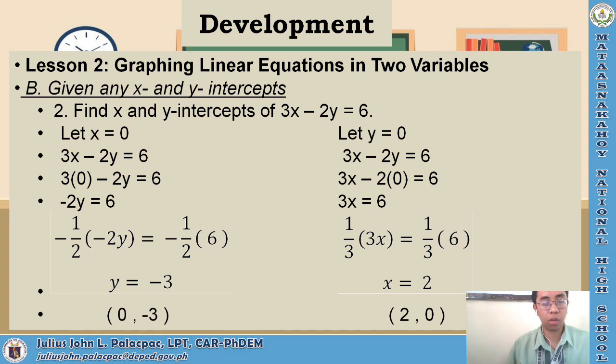So if we graph that one, 0, -3 will be on the negative part of y, so below the origin, and the x, which is a, is on the right side of the x-axis, or the origin. So the graph would be like this one. It goes upward.